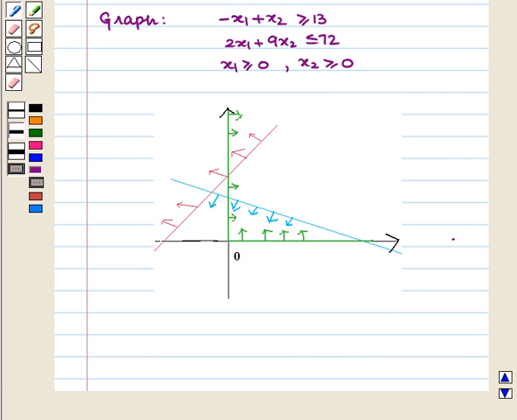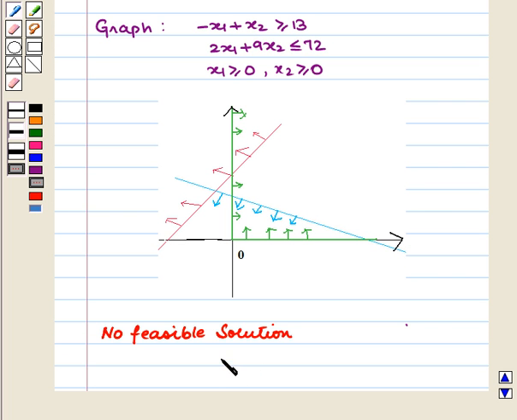See, x1 is greater than equal to 0 and x2 is greater than equal to 0 show that the feasible solution should lie only in the first quadrant, and there is no region lying in the first quadrant which is common to both -x1 plus x2 greater than equal to 13 and 2x1 plus 9x2 less than equal to 72. So there is no feasible region. This is the required answer.